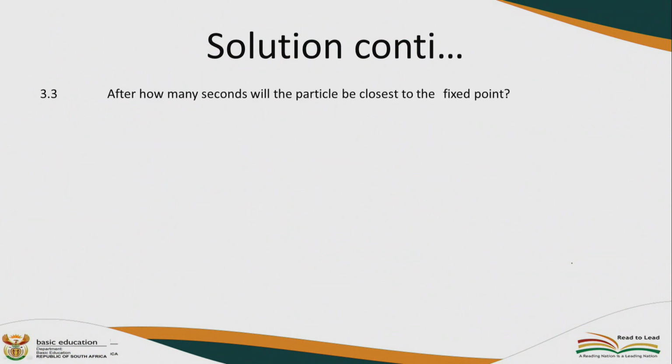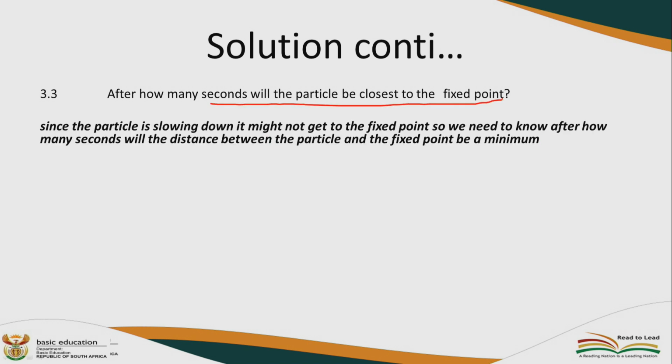All right, so now let us look at the last question. They ask us, how many seconds will the particle be closest to the fixed point? So now, since we have established the fact that the particle is slowing down, it might not get to the fixed point. So we need to know after how many seconds the distance between the particle and the fixed point will be a minimum. So this makes this part of the question a minima and maxima type of question, where we say the derivative should be equal to 0.